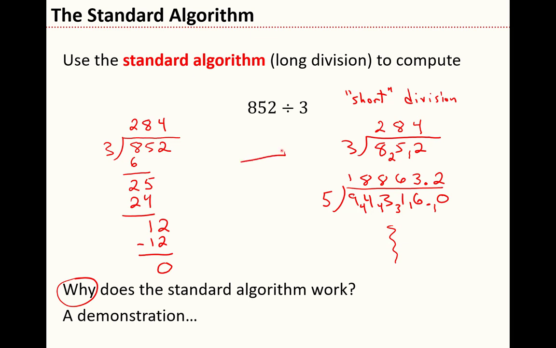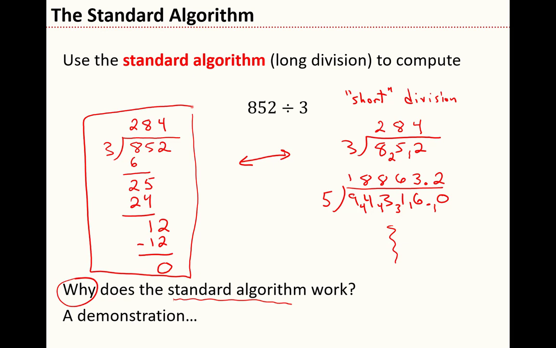So why does this standard algorithm work? Oh, and by the way, I should mention, these two methods really are essentially the same thing. It's the same process. Both of these things could be considered the standard algorithm. For long division, I'm just showing a lot more of my work. So why does this standard algorithm work? And that's an important question, because you probably know the process, but why is that the correct process to use when dividing? And so here's a little demonstration coming up next.